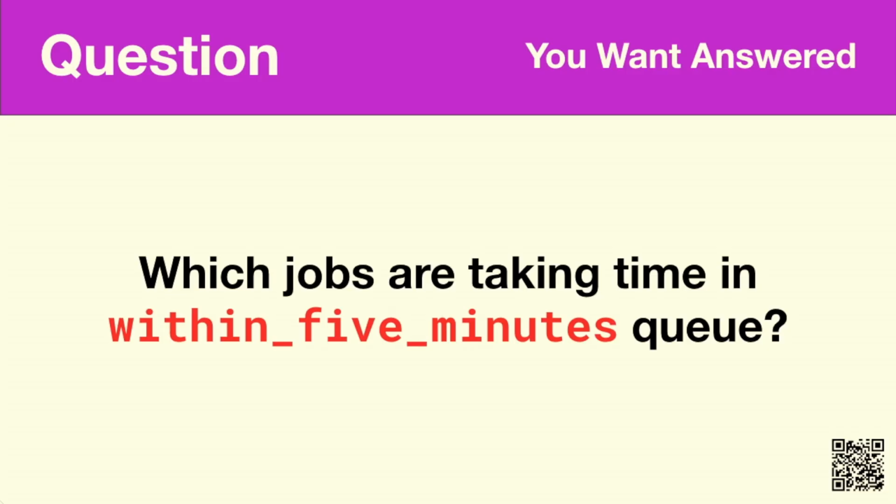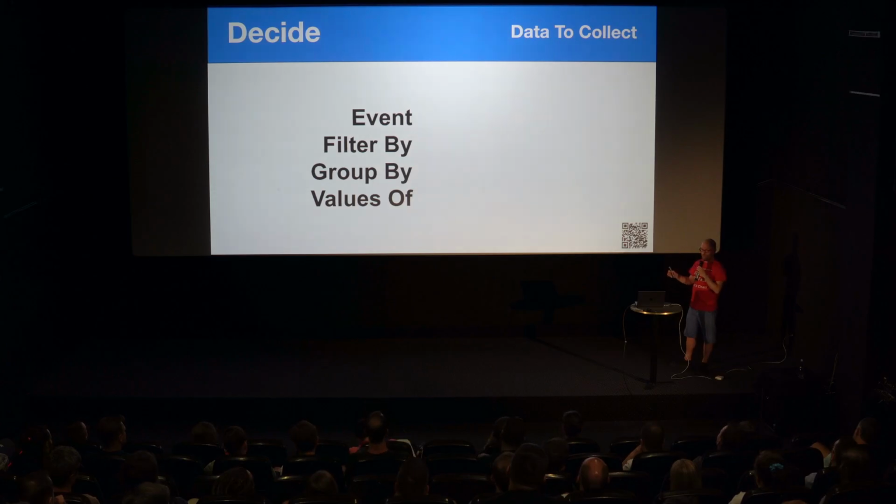Well, we ask ourselves a more specific question. Which jobs are taking the most time within the same queue? So all the emails are going to this within 5 minutes queue in Sidekiq. And so to answer that question, we need to turn to data. There's no use guessing. We can't look at the code base and just divine it using the power of our minds. We need to figure out what we want to gather.